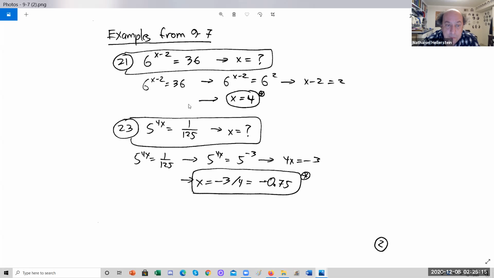That was simple. 5 to the 4x equals 1 over 125 for what x? Well, 1 over 125 is 5 to the negative third. So 5 to the 4x equals 5 to the negative 3. Take log base 5 of both sides, and you just get 4x equals negative 3, or x is negative 3/4, negative 0.75.